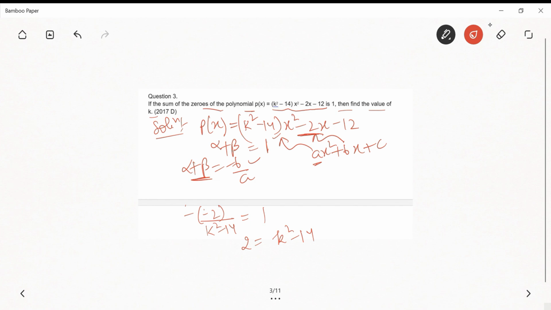Now transpose minus 14 to the other side. So you will get k square is equal to 2 plus 14. That means k square is equal to 16. Right? Now take the square root of 16. So you will get k is equal to 4. So the value of k is 4. I hope this is clear to everyone. Right? Now let's move to the next question.